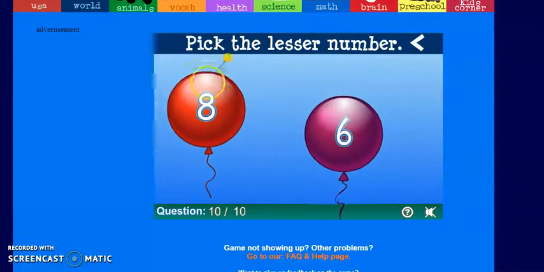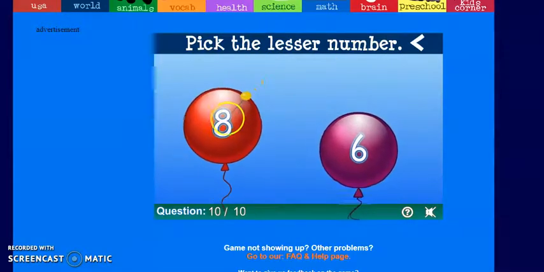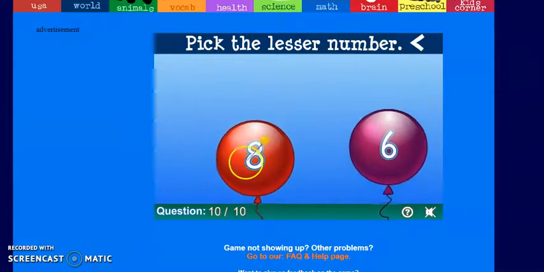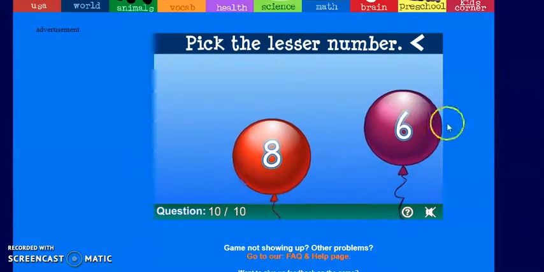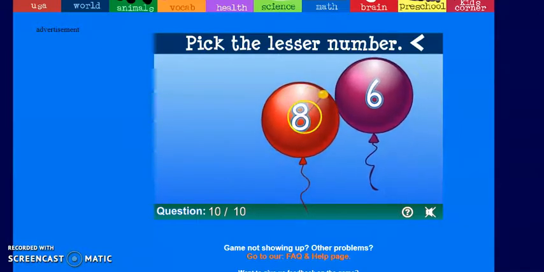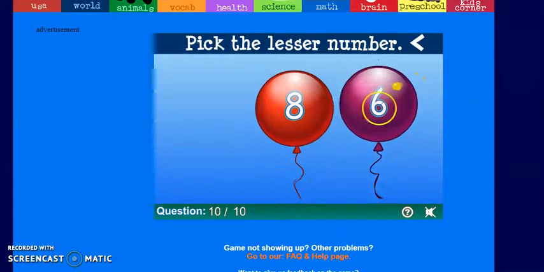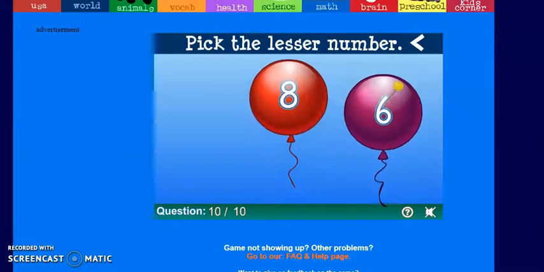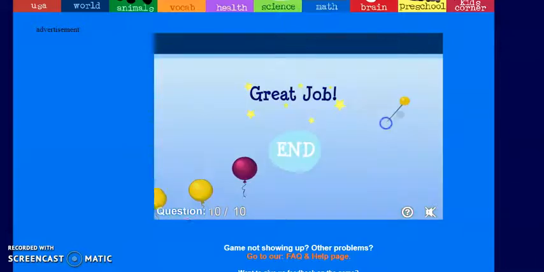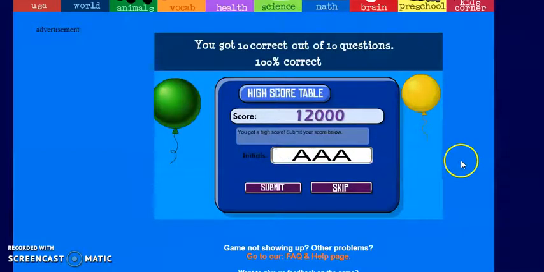Finally, pick the lesser number. So which one is the smaller number? Is it 8 or 6? Another way that you can think of it is like, I have 8 donuts or I have 6 donuts. Which one is the greatest one? Or $8 and $6. Which one is the least amount or the lesser number? So in this case, it's 6. And there you go. Very good.